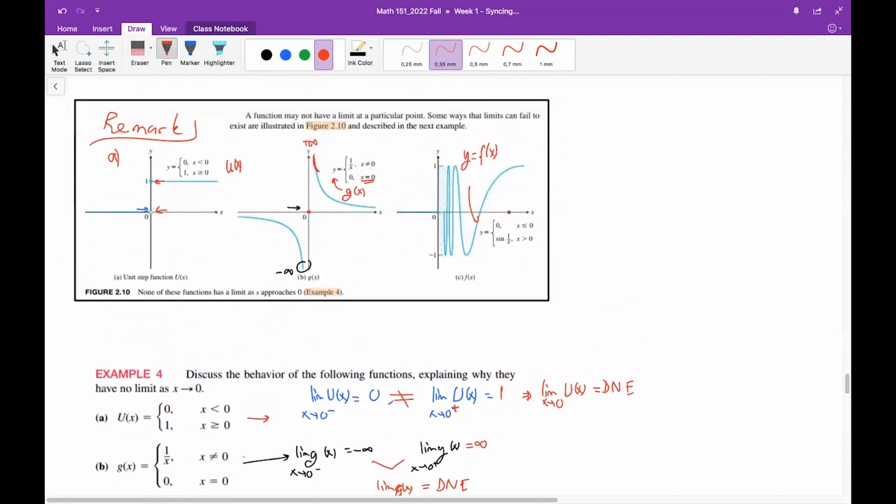And finally, let's look at sine 1 over x. This is an interesting function behaving strangely around the origin. So if x is greater than 0, it is defined as sine 1 over x. If x is less than or equal to 0, it is defined as 0. And sine 1 over x is graphed like this. It starts behaving strangely around x from right. It oscillates so fast that it oscillates infinitely many times between -1 and 1. So there is no right-hand side limit here.